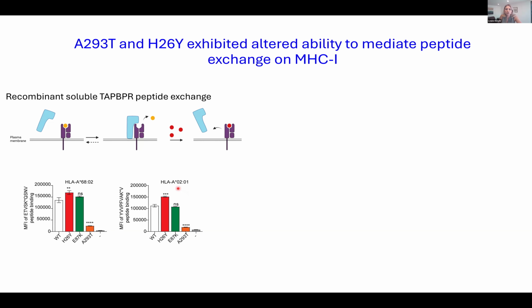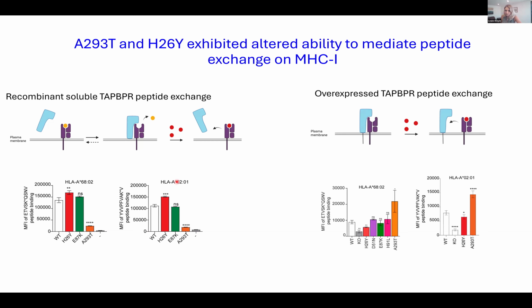In contrast, our H26Y variant with its increased binding to MHC class 1 seemed to be better at performing peptide exchange, and we were observing increased binding with the recombinant TAPBPR system. However, when we then use an alternative assay in which we overexpress full-length TAPBPR in a cell, which brings this peptide receptive class 1 up to the plasma membrane, we then found different results with our variants. In this case, the A293T variant, which has weaker binding to MHC class 1, was actually better at loading peptide onto the class 1 molecule.